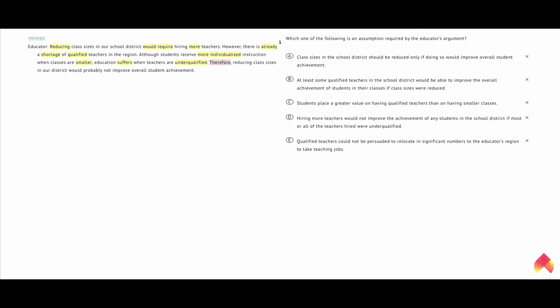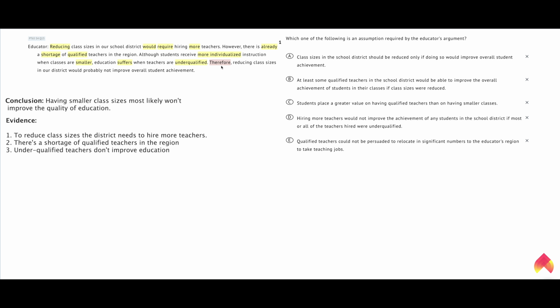Okay, and so we have to start first. What's our conclusion? It's right here at the end with our conclusion indicator. Therefore, it's saying smaller classes would most likely not improve the quality of education. And what's backing that up? Well, we're told that if we want to make our class sizes smaller, then we need to hire more teachers. But we don't have enough qualified teachers within this region. Bad teachers don't help improve the quality of education, obviously.